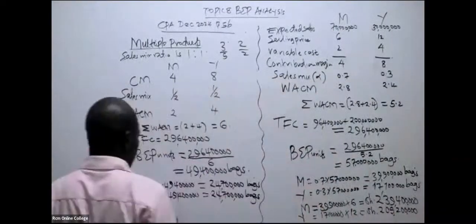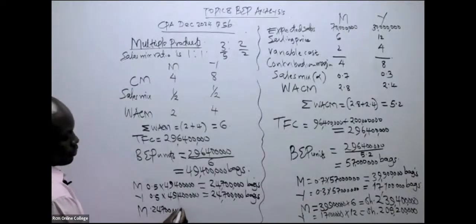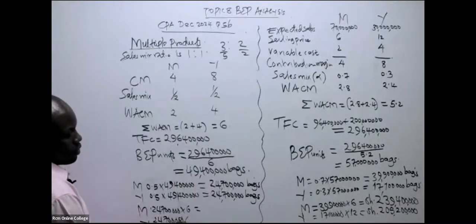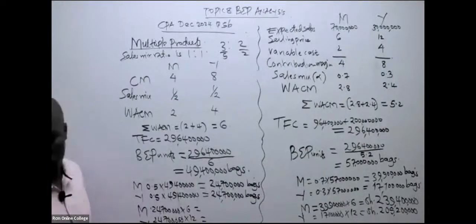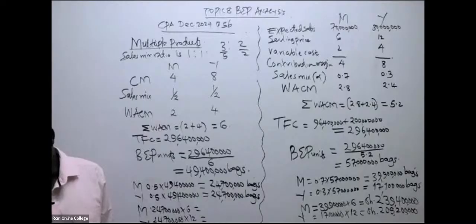Good. What do we need to do? Product M, I have 700,000 multiplied by 6. Then product Y, 700,000 multiplied by 12. Product M, how much do we have? 296. Yeah, really? 2 million.